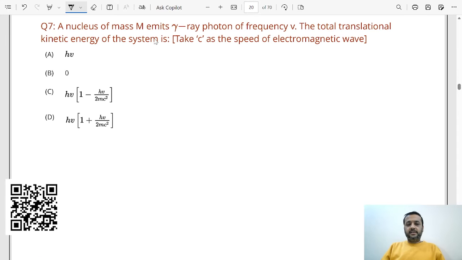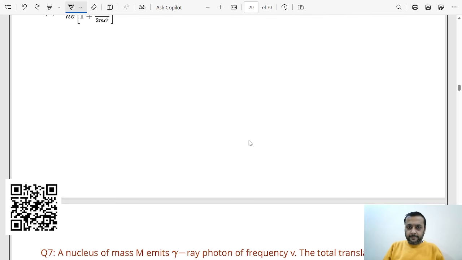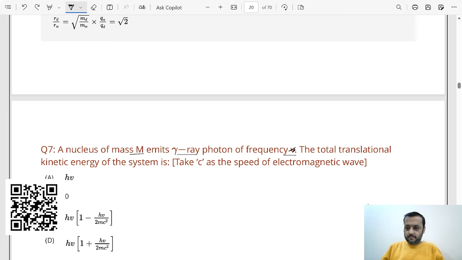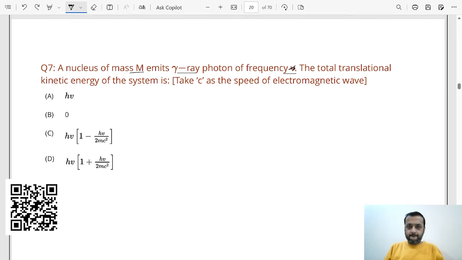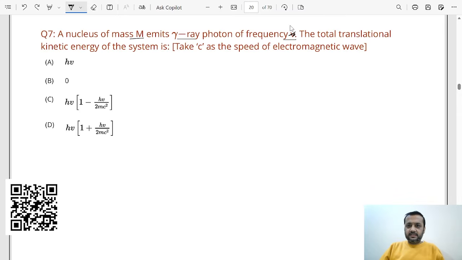Here there's a nucleus of mass m which emits a gamma ray photon of frequency nu. Let's call this f for the time being, because the symbol looks like a velocity, so I'm changing the symbol to f so that it is more clear. The total translational kinetic energy of the system is... basically, let us understand what is happening.